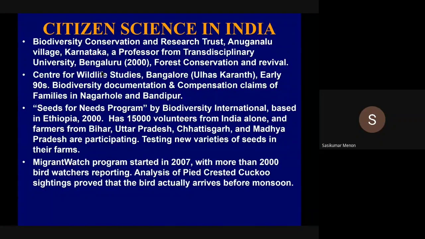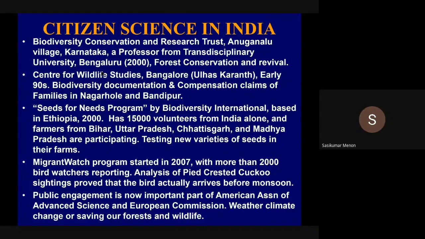Now here is Migrant Watch. Migrant Watch has a beautiful program on the pied-crested cuckoo, and all the reports of sightings of the pied-crested cuckoo were collected and analyzed, and from there we came to know that indeed the pied-crested cuckoo comes before the monsoon in India at various places at different times. And they could even say how many days before the monsoon the pied-crested cuckoo reaches that place. That could be found exactly, and a paper could be published because of citizen science coming out through the Migrant Watch program. So we need to have public engagement, and that's one of the major outcomes of citizen science.